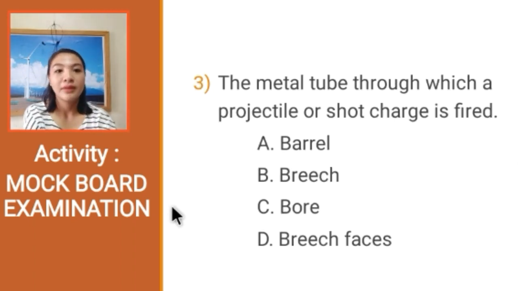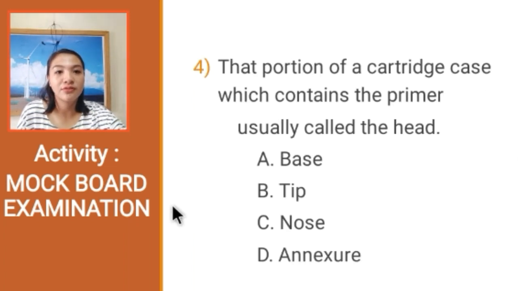Number three. The metal tube through which a projectile or shot cartridge is fired. A. Barrel. B. Breech. C. Bore. D. Breech face. Number four. That portion of a cartridge case which contains the primer, usually called the head. A. Base. B. Tip. C. Nose. D. Mixture.